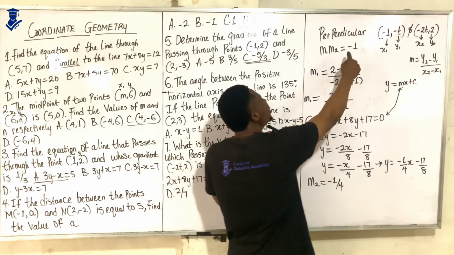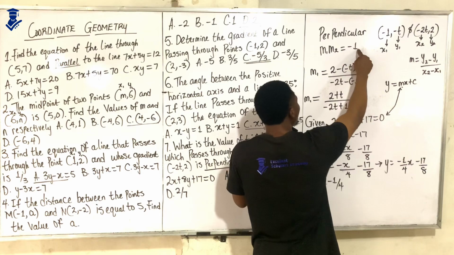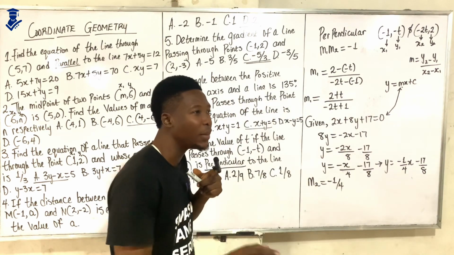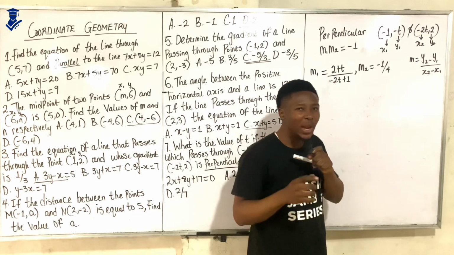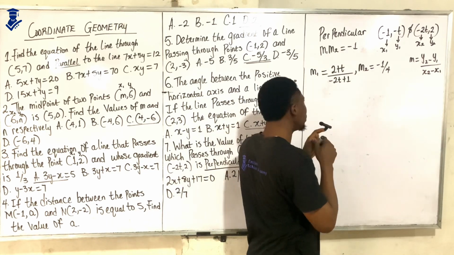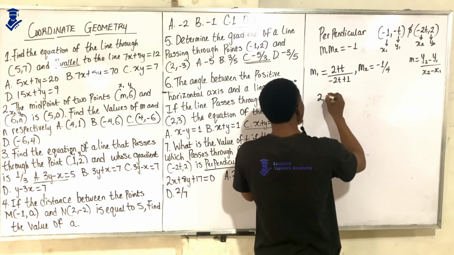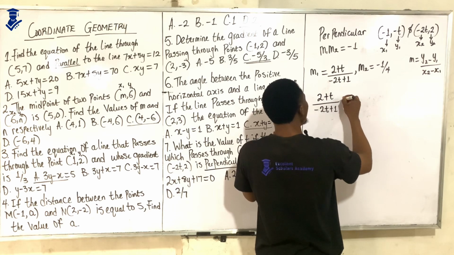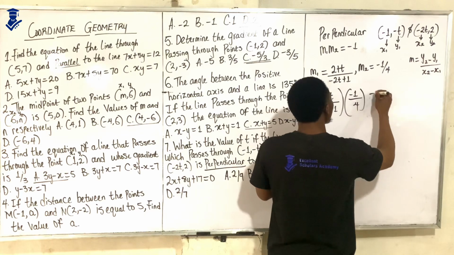Now let's use the condition for perpendicularity, that m1 times m2 is equal to minus 1. That's the only way we can find the value of t, because our main aim in this question is to find the value of t. So let's go straight to doing that. Our m1 is 2 plus t over minus 2t plus 1, multiplied by minus 1 over 4.